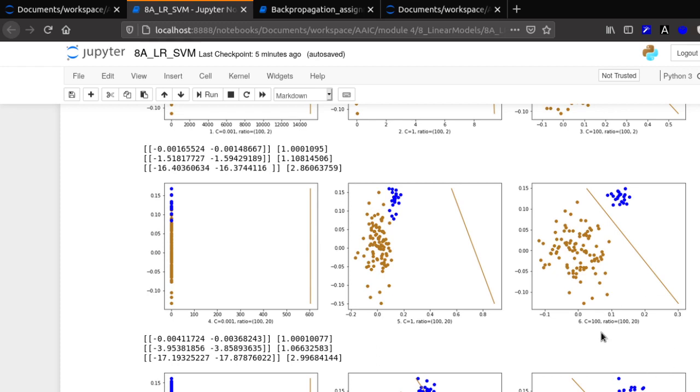Now moving to our next set of data, the next value of C, that is 10 to the power 2, with the same data ratio, that is 100:20.